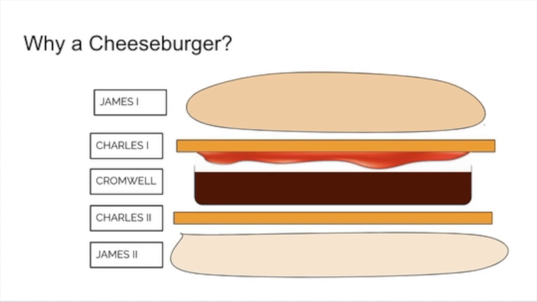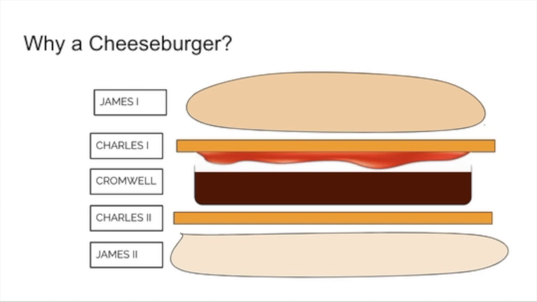So you guys, the cheeseburger is a memory device. It's a way for you to remember the 1600s in England, starting with the buns, the top bun, and then moving down to the bottom. And yes, it's not the way you build a burger, but it's the way we read from top to bottom. So it's just the way it's gonna go. Yes, I understand you start at the bottom and build your burger up, but I'm not gonna mess with that.